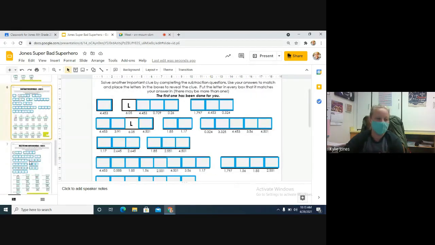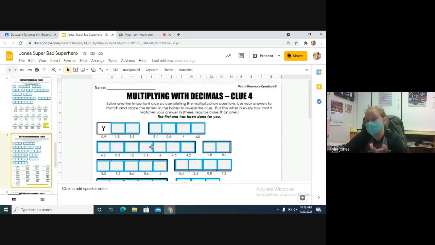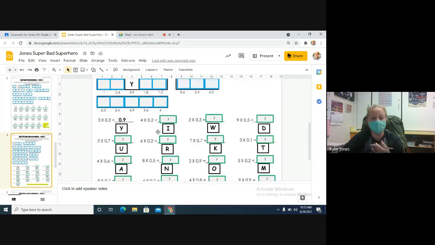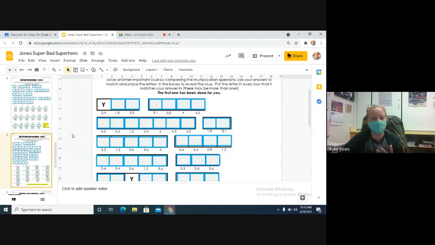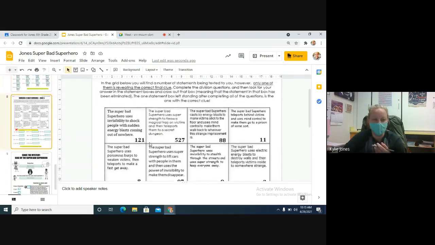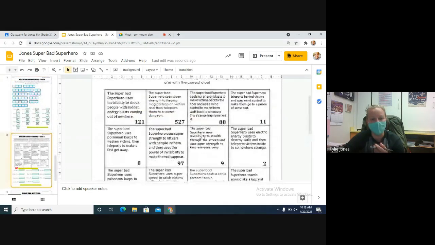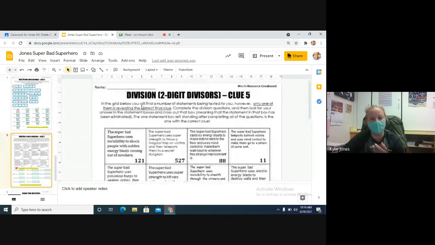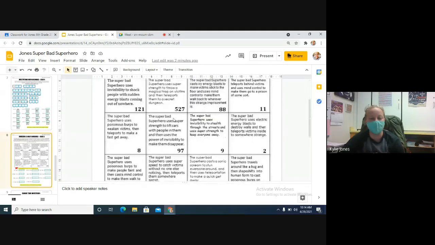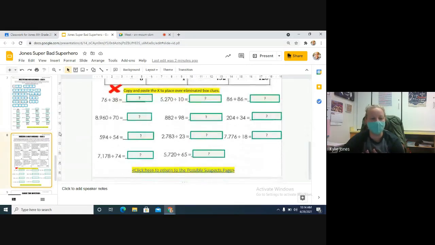It's a puzzle. It is kind of a lot, so you've got to take time and just work on it. Multiplying decimals is clue number 4, so same thing. Multiply the decimals, figure out what the clue says. And finally, that last slide is dividing decimals. Make sure that you read the directions on each page too. They might give you some clues in the directions as well. So you're dividing decimals on that one.